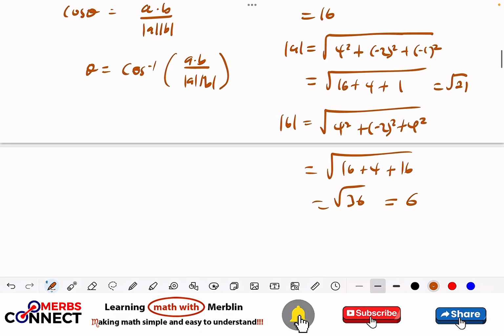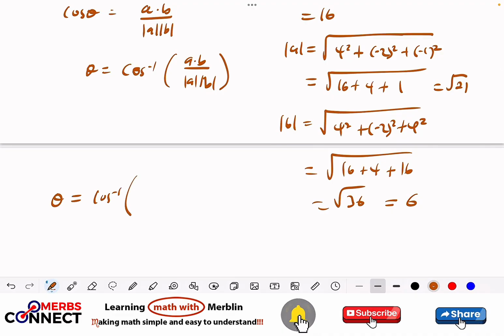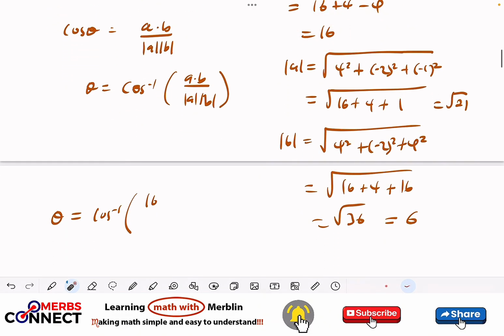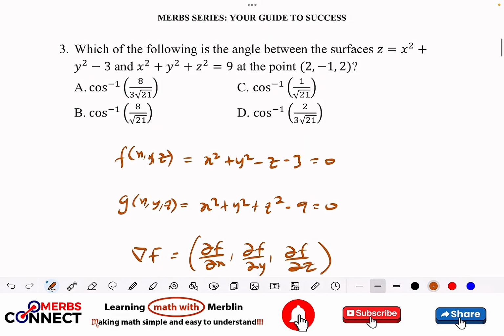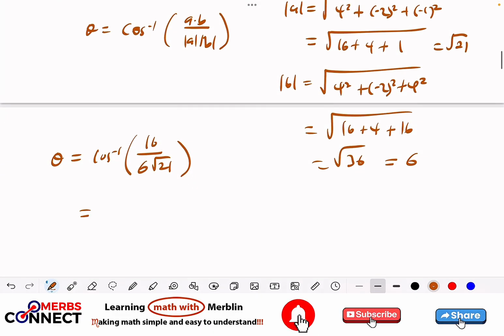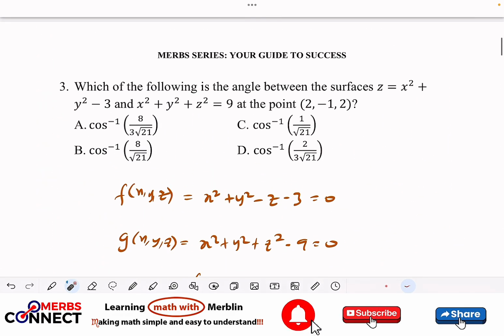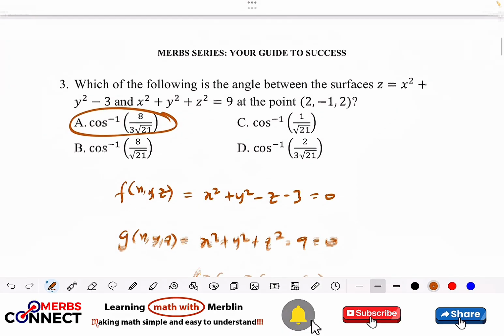So now let's do substitution. Theta is equal to cos inverse of A dot B, which is 16, divided by the magnitude of A times the magnitude of B, which is 6 square root of 21. Let's check the answer. Okay, so they simplified it, and this is going to give us cos inverse of 8 divided by 3 square root of 21. So 2 goes here, 3 goes here, 8 divided by this. Okay, so we have it here. So that's basically what we need to do before we get the results that we need.